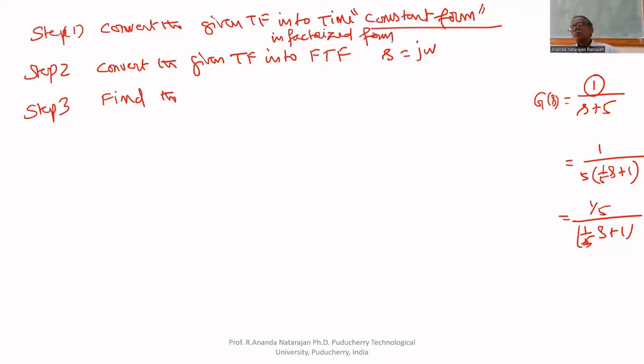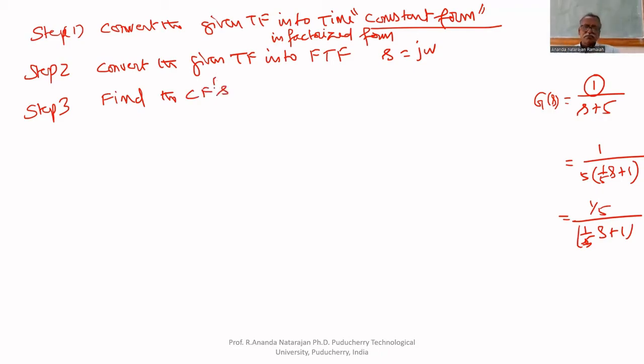Definitely they will give it in factorized form. They won't give 10 s power 5, s power 6, because you cannot factorize that. That's why they will automatically give the factorized form. If it is not factorized, you have to factorize, but it's very difficult to find the roots. That's why they won't give it like that. If it is given, you have to find them. But in factorized form, the third step is to find the corner frequencies.